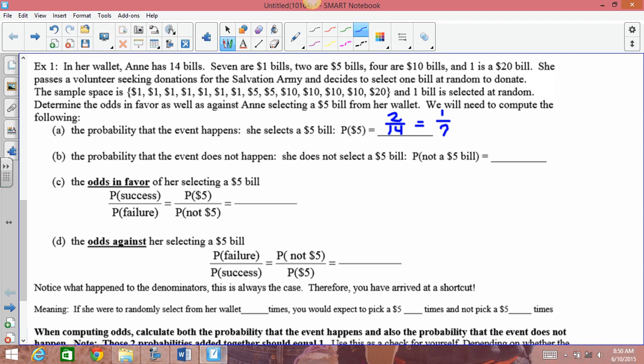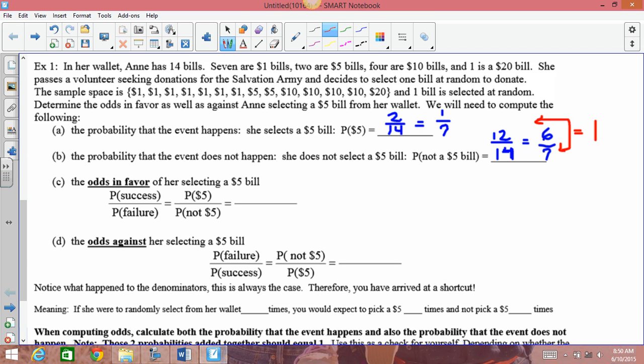The event not happening, so she doesn't select a $5 bill, then that means there are 12 other bills in her wallet out of the 14, and then that can be reduced to 6/7. All right. A nice check for yourself: make sure that these two probabilities, when added together, equal 1. And sure enough, 1/7 plus 6/7 would equal 7/7, which is obviously 7 divided by 7 would give you 1. So always make sure that the probability the event happens and that it doesn't happen add up to 1. And that's, like I said, just a nice loose check for yourself.